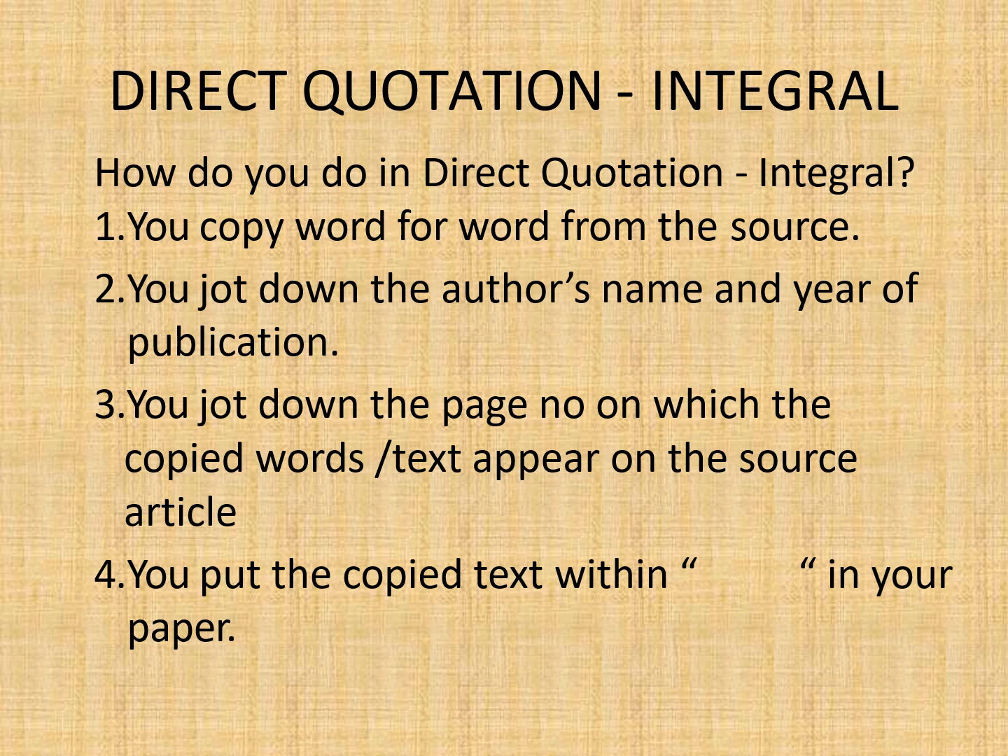Okay, as we mentioned just now, a direct quotation is a copy word for word from the source. So that is what we do. We copy word for word from the source. We jot down the author's name and year of publication. Okay, and we use family names, so it would be Hogan, and the year of publication is 1992. We also jot down the page number on which the cited words appear in Hogan's article, which is page 211, and we have to put the copied text within quotation marks in our paper.